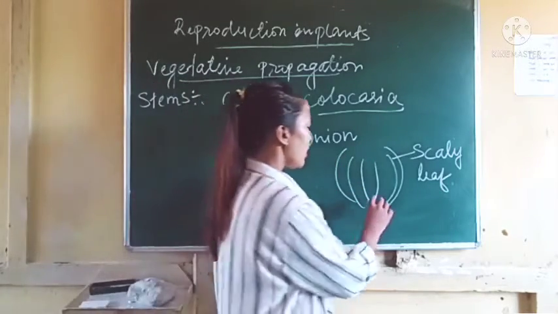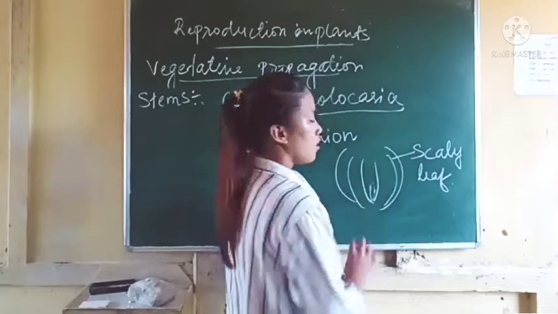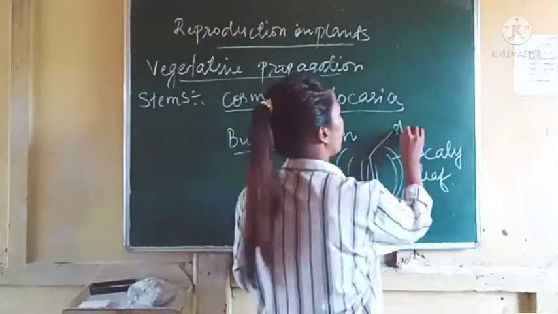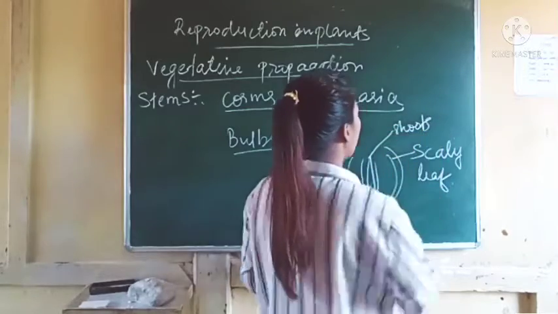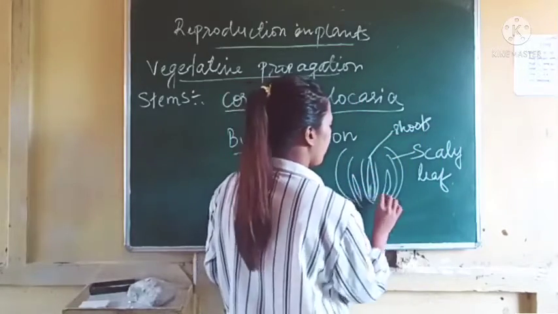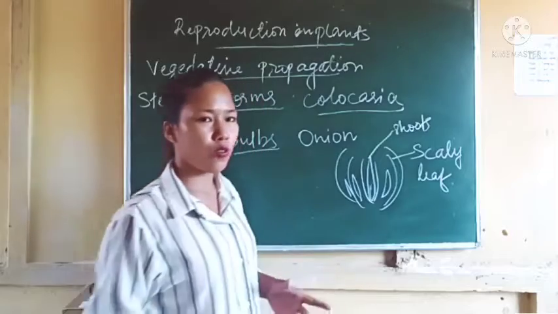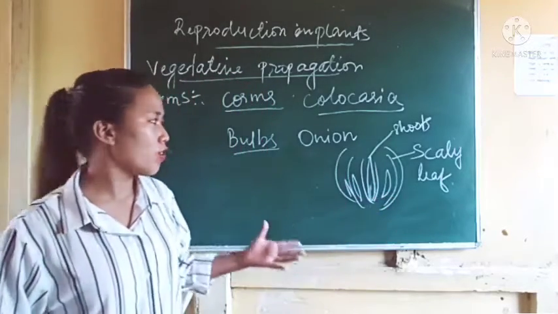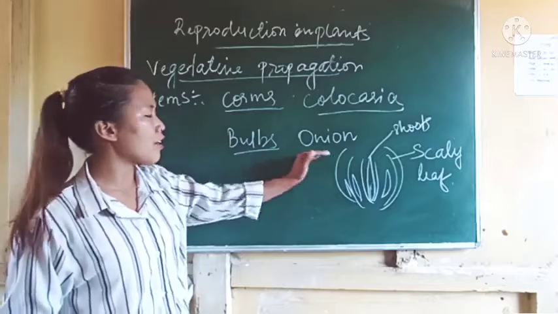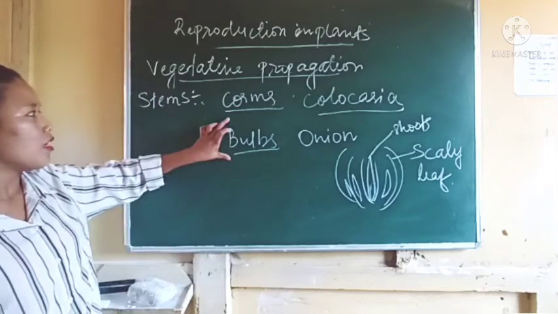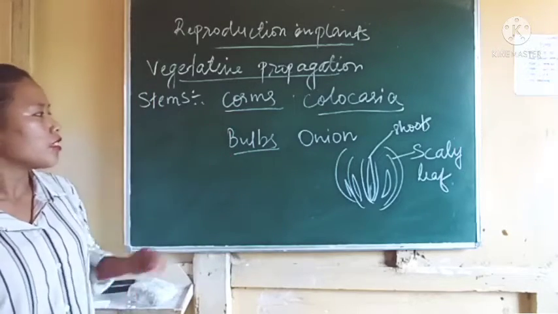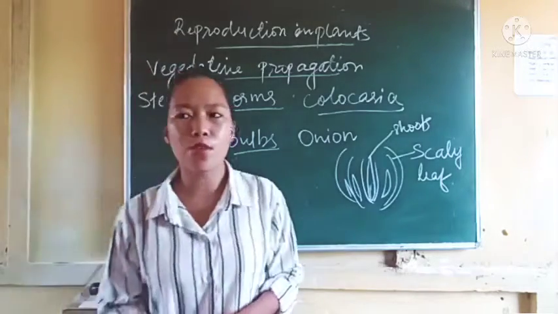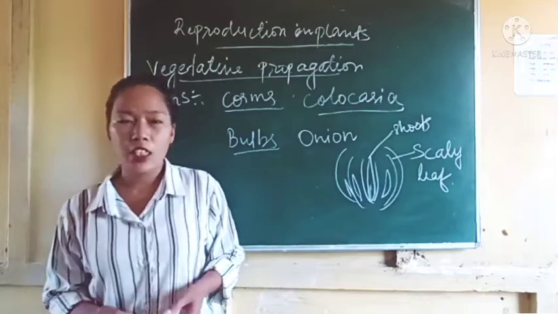In the center they will have buds. The buds in the center will give rise to a shoot, and they will have buds on the sides also. So this will give rise to a new plant. So onions reproduce by this bulb method. These are the different types of vegetative propagation.